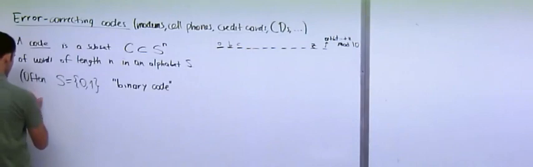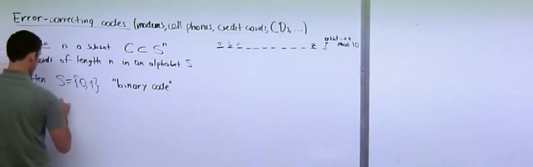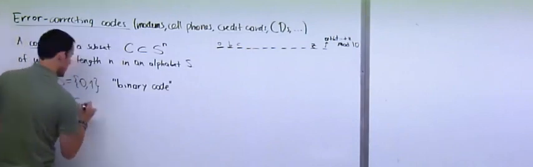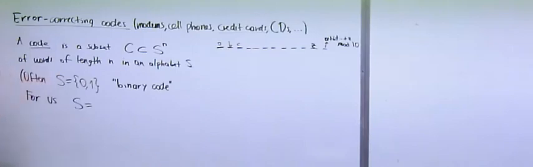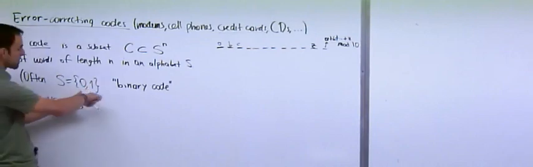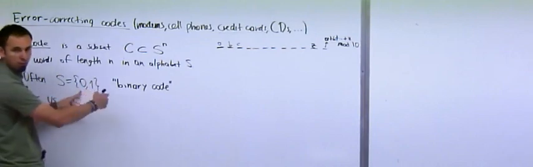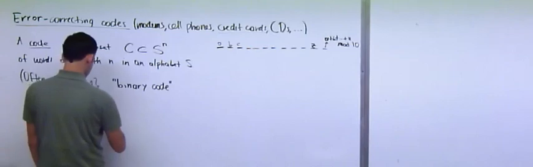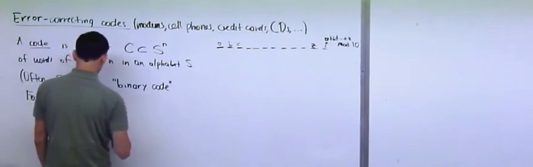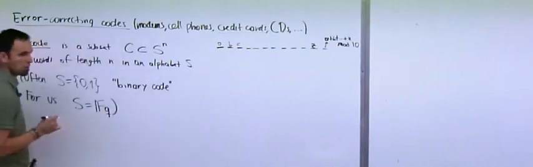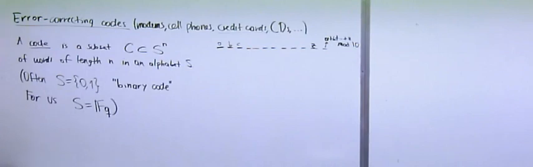And for us, it'll be useful to pick a finite alphabet. What we're going to want to use is an alphabet which is a finite field. And this is an example of one, because 0, 1 is the field of 2 elements. And we're going to do this for any field.